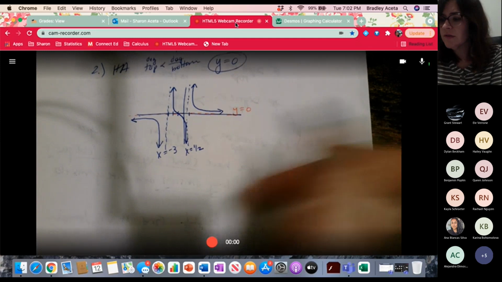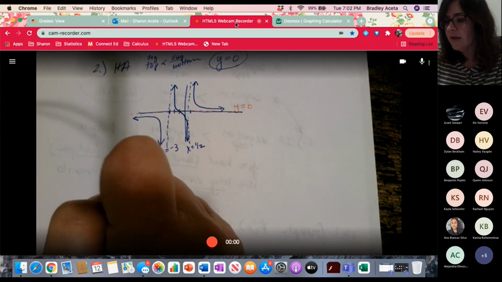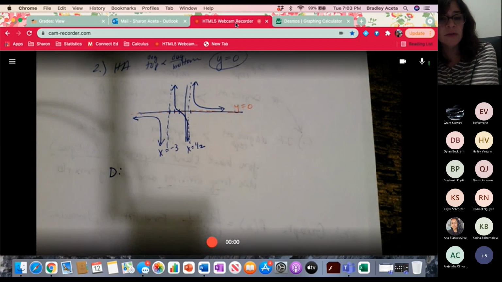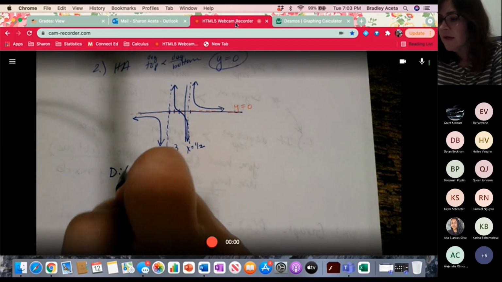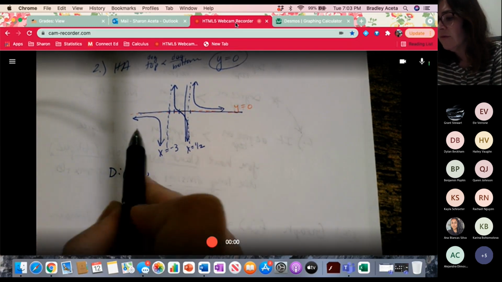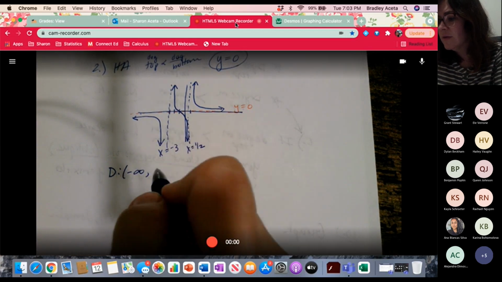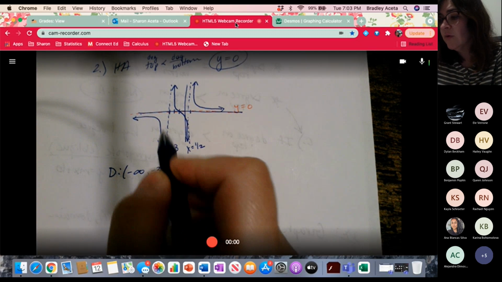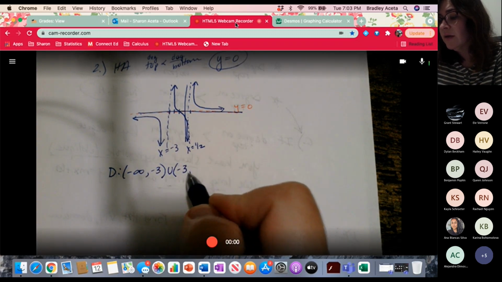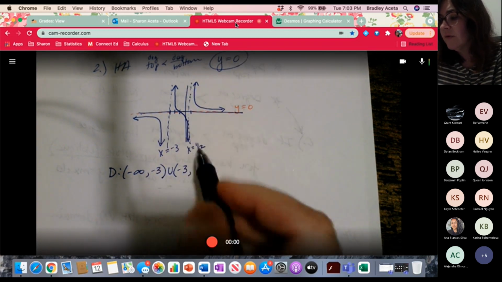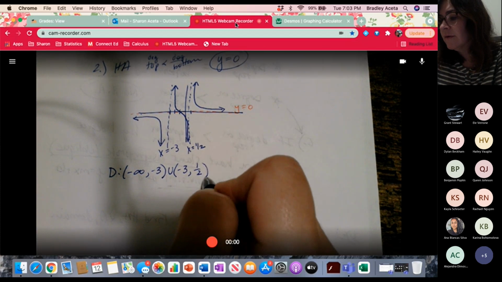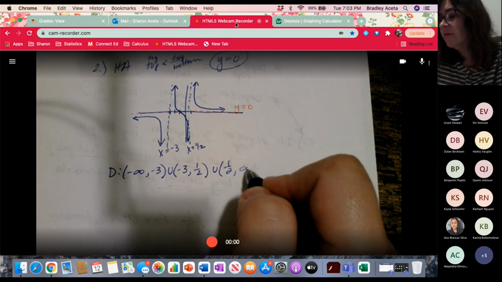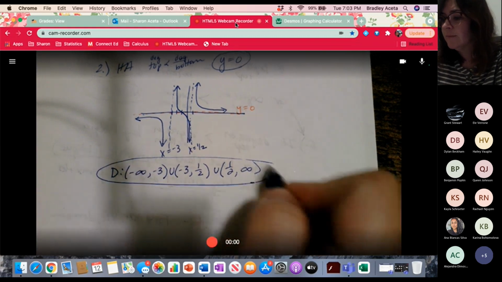And now if I asked you what's the domain of this, remember domain is up to those vertical asymptotes, where there's 2 of them. So you have to write them all. You'd say I'm good from negative infinity up to my first vertical asymptote, which is negative 3, united with negative 3 to my next vertical asymptote at 1/2, united with 1/2 to infinity. That would be your domain.